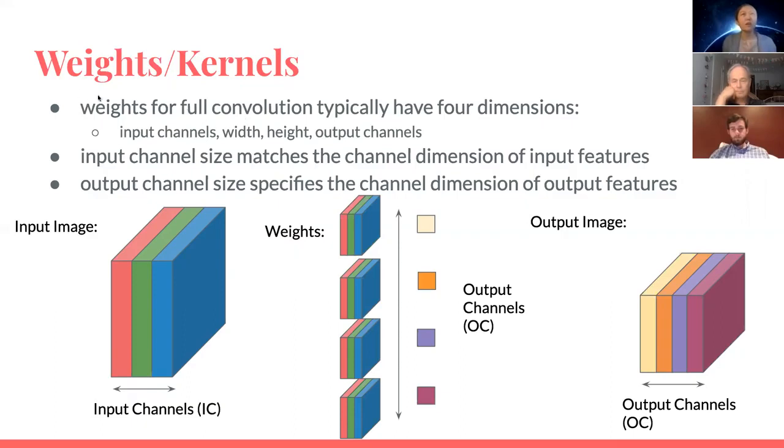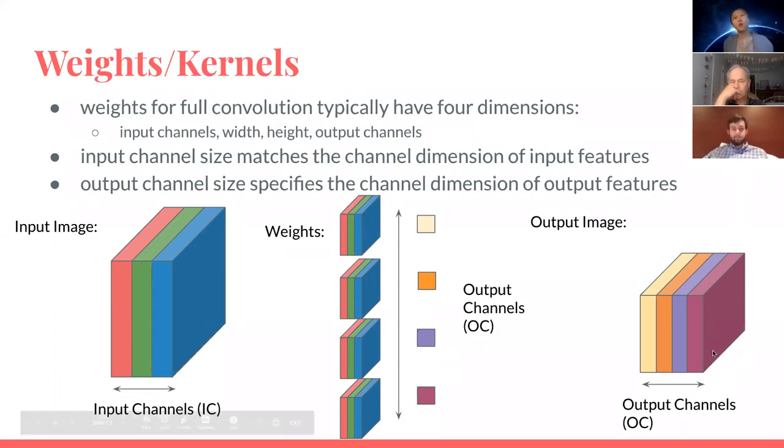The weights of a full convolution typically have 4 dimensions. The input channels match the input channels of the input image, and then the width and height are just the weight kernel's width and height, typically 3 by 3, which is a lot smaller than the input image's width and height. The output channels determine the number of channels of the intermediate output images of the convolution.